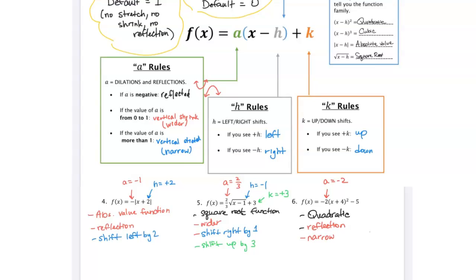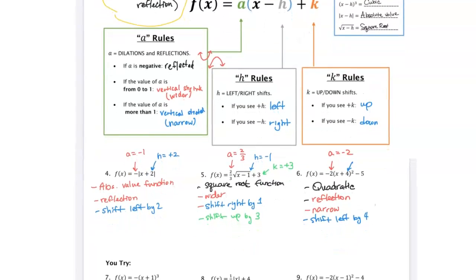Okay. Next, we move on to our h, which is being added or subtracted to our x. In this case, it's added. So our h rules, if we see a plus h, this is a shift left. So we have a shift left by 4. And I'll write that down up here, h equals 4. And then lastly, we have a k value of negative 5. And our k rules, if we see a negative k, then we're going down. So this is a shift down by 5.